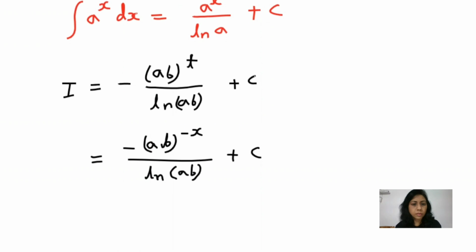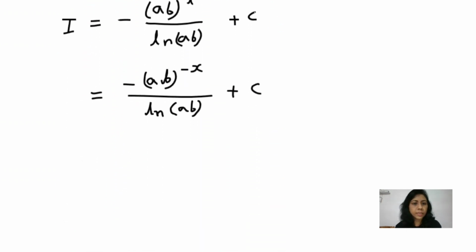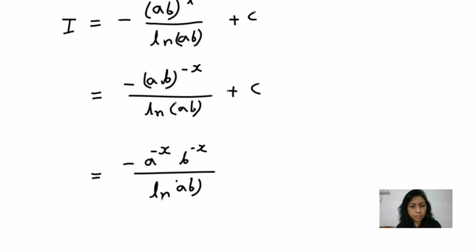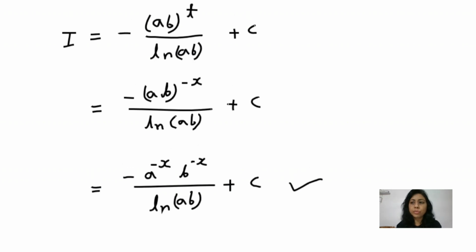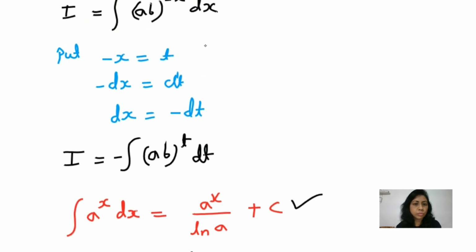plus c. And our question was in this form, a to the power x b to the power x. So we can write in this form and use exponent properties. So minus a to the power minus x b to the power minus x divided by ln ab plus c, and this is our final answer. So if you know integral formulas, this one, and you substitute like that, so it's very easy.